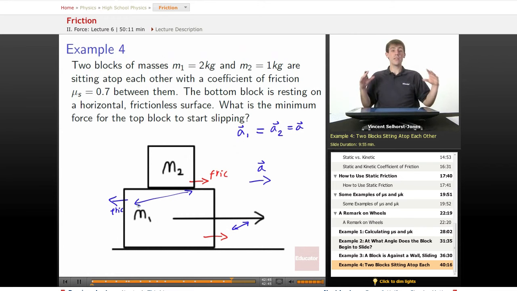All right, so that gives us an idea of what we're actually doing here. We've got these two blocks. Only the bottom one is being pulled along. And the way that it's able to communicate to the top one, the way that it's able to cause it to move, is by using friction. The bottom one and the top one only communicate through friction, so friction has to be the thing here.